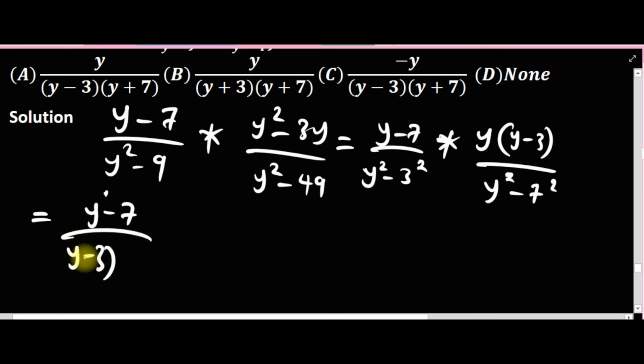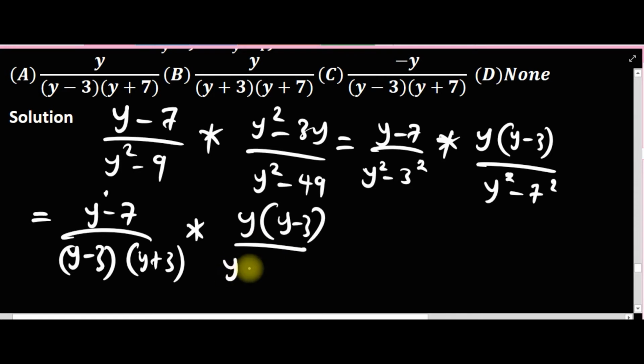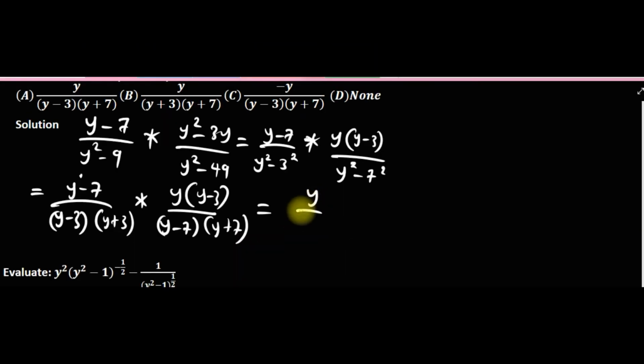as y minus 3, difference of 2 squared, y plus 3 times y minus 3 over y times, that's difference of 2 squared. So what is here? y minus 7 gone, this is gone. This is gone, so we have y over y plus 3 times y plus 7. So that's the answer. So the answer is B.